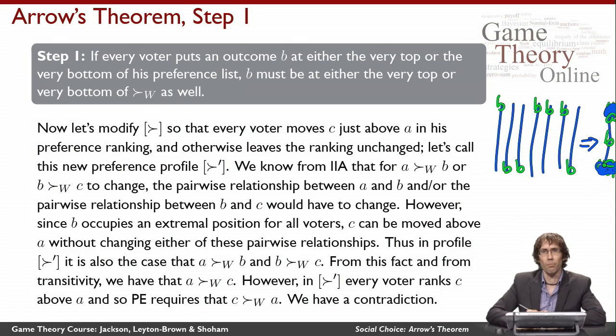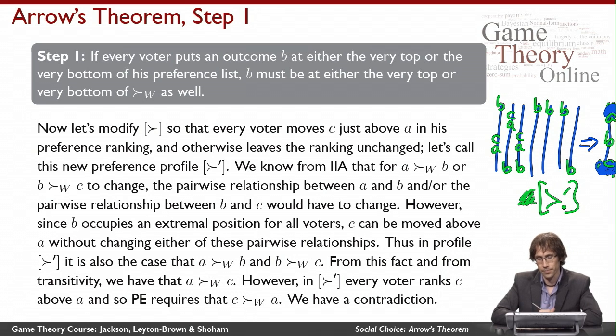Well, now let's modify our ordering so that every voter moves C just above A in his preference ranking. So all of these rankings, we haven't drawn it, but we have C's and A's in here somewhere because everybody is ranking all of the different outcomes in their orderings. So let's modify whatever this ranking is by constraining where C and A go. Let's imagine that A was in all of these different places and so on. Let's just move it so wherever C was before, let's just stick it right above A in the ordering and leave everything else unchanged. And let's call that new ranking pref prime.